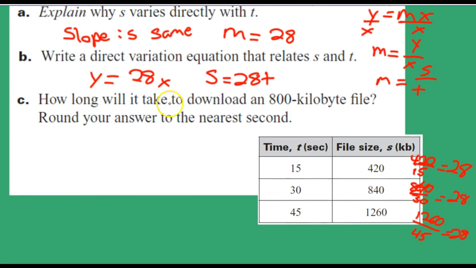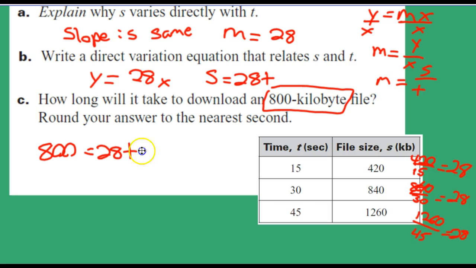So this says, how long will it take you to download a 800 kilobyte file? Round your answer to the nearest second. So this is 800 kilobytes, so that's the size, not the time. So I'm going to put 800 in the size spot and have 28 for our t spot, for 28 next to our t. So we're just going to solve this, divide by 28.